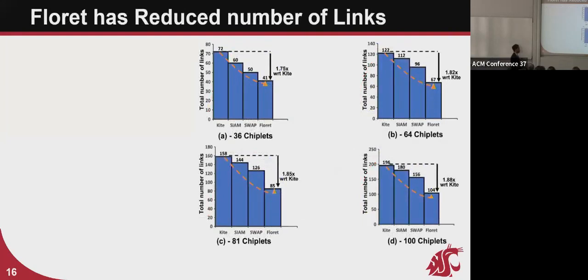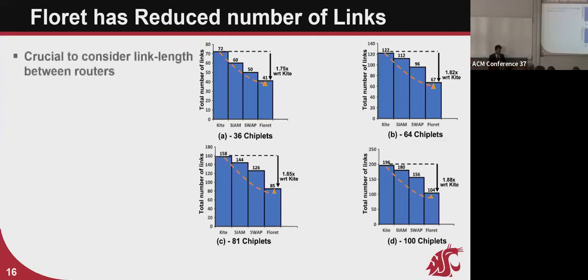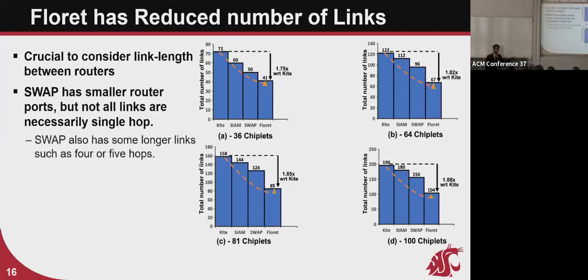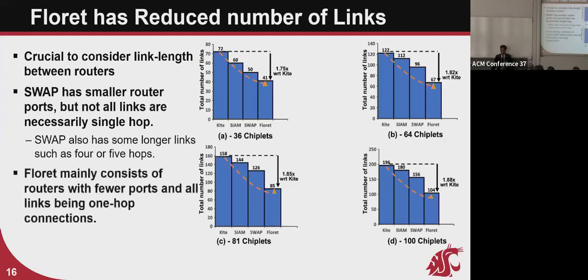But that is not just enough. We also need to look at how many links there are and what the length of these links is, because it is crucial to consider the link length between these routers when they are physically far apart. Swap has smaller routers, but not all links are necessarily single hop because we have these bypass links. So we also introduce some longer links in the case of Swap, which could be 4 or 5 hops. Floret mainly consists of routers with fewer ports, and all the links are single hop, as we show in the figure.